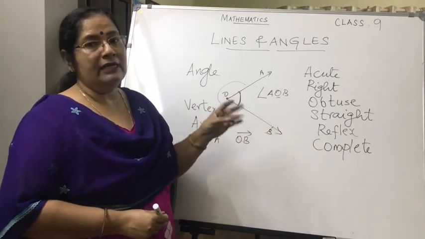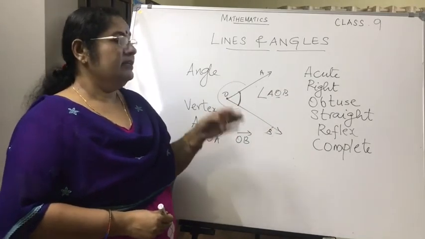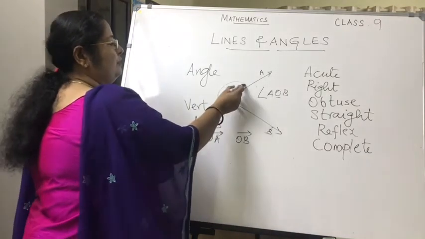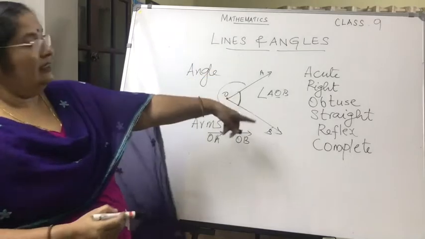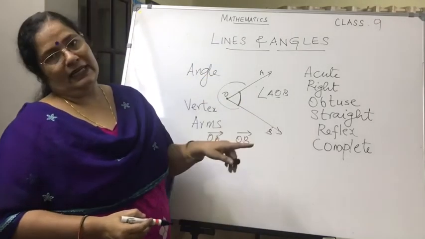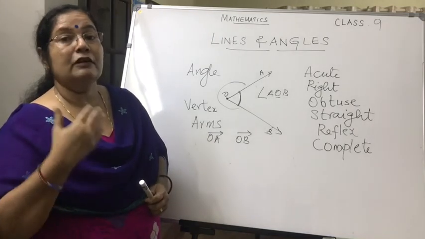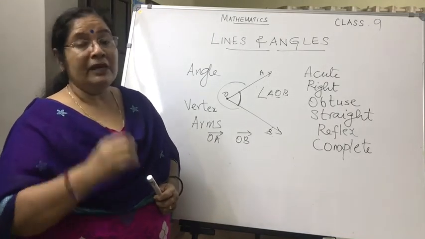So these are the different types of angles based on their angle measure. Acute, right, obtuse, straight, reflex and complete angle. That is why I told you this is also an angle. What is this angle? It will be the reflex angle. So these are the different types of angles based on their angle measure.